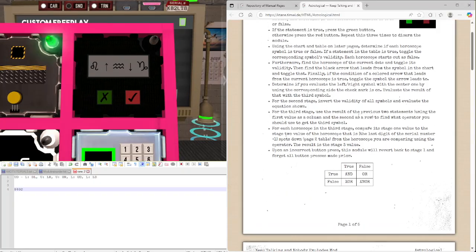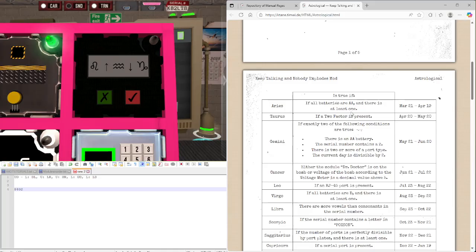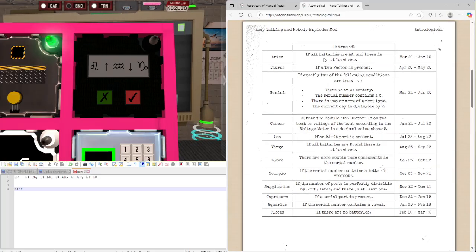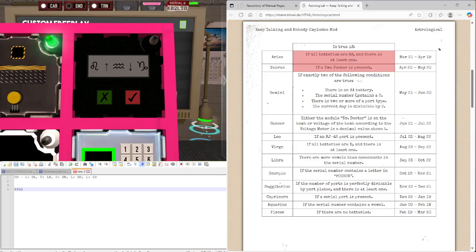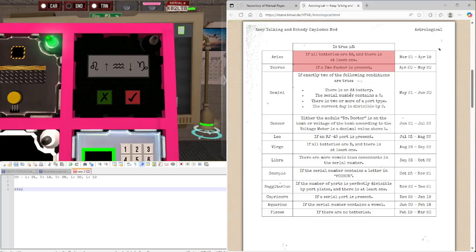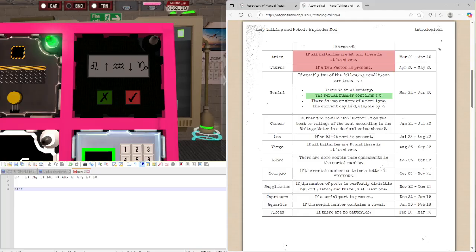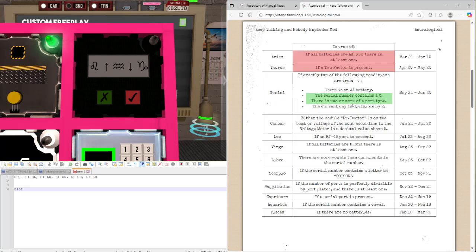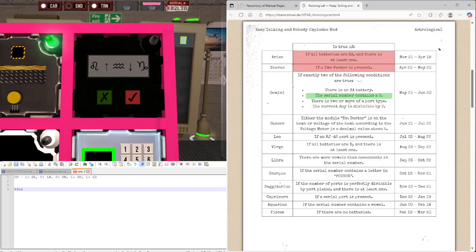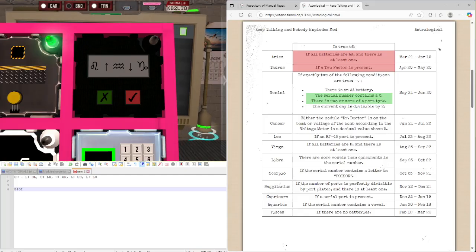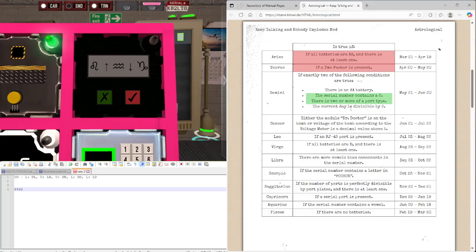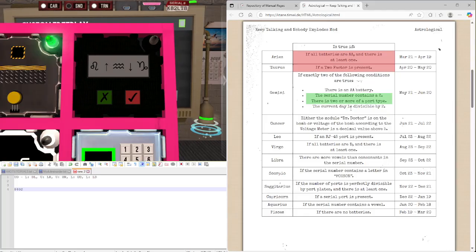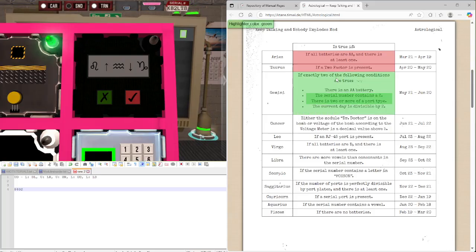Astrological. We need to first find the validities of these. Batteries AA, there's at least one. False. Device present, false. Exactly 2 of the following conditions are true. A battery, no. The serial contains 2, yes. 2 or more of a port type, yes. The current date is divisible by 2. That is false. So that is true overall, I think.